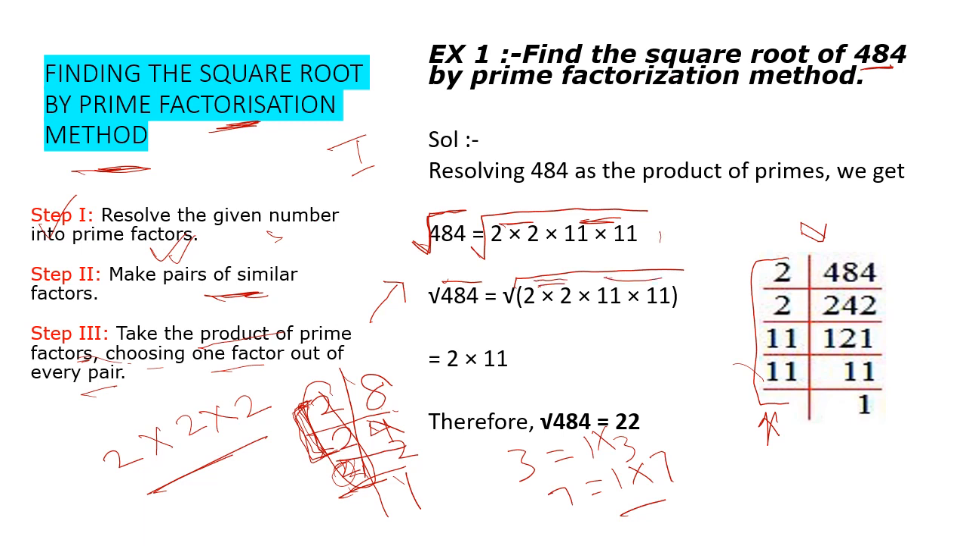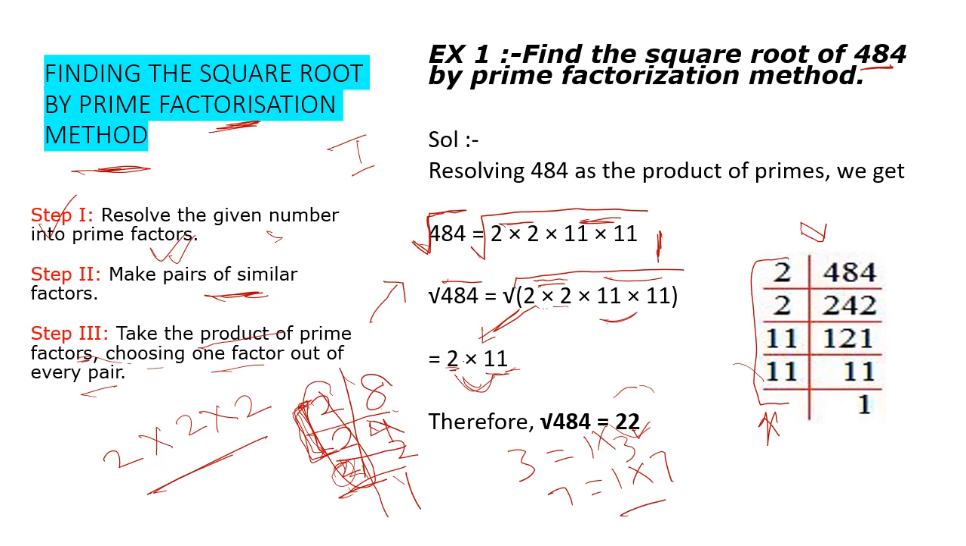You make two pairs of same numbers, and then you take only one number out of each pair. So out of these two 2s, only one 2 will be taken, and out of these two 11s, only one 11 will be taken. After taking out one number from each group, you multiply them. Whatever the product is, that will be equal to the square root of the given number.